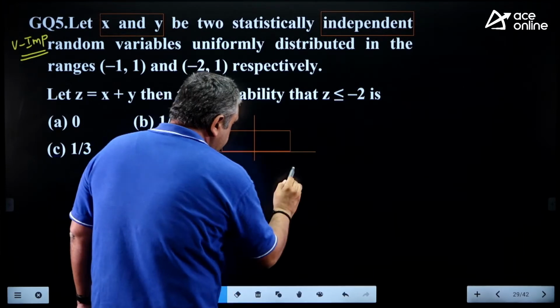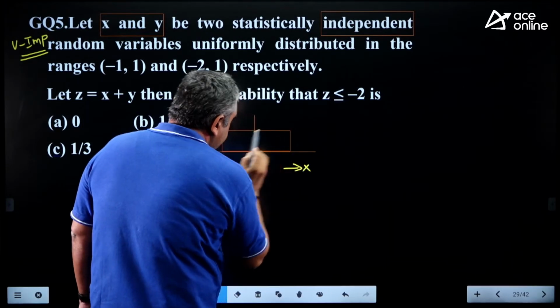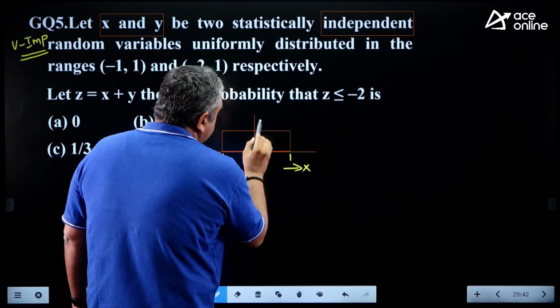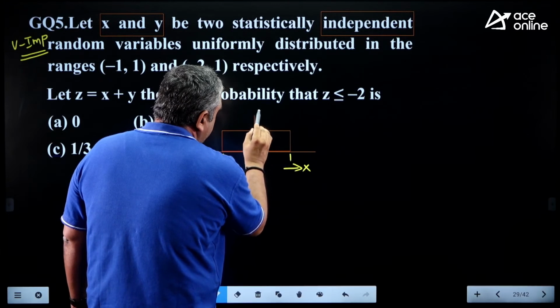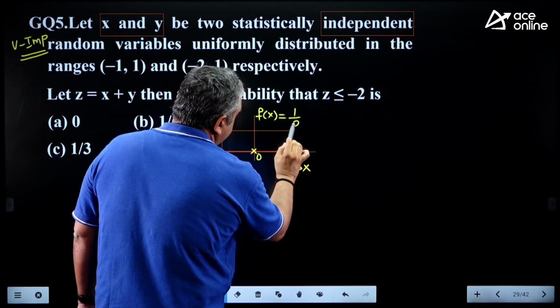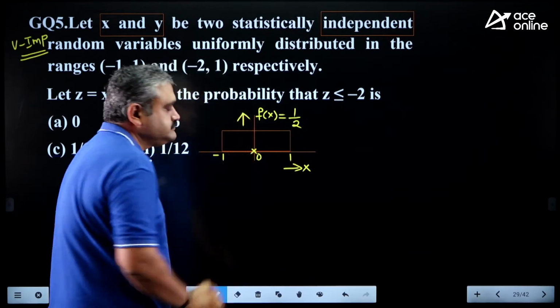So your X is a continuous random variable distributed uniformly in the interval from -1 to +1. So obviously the base is 2, so the height should be 1/2. That itself will be your density function.